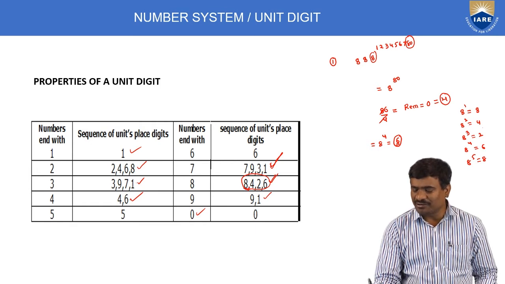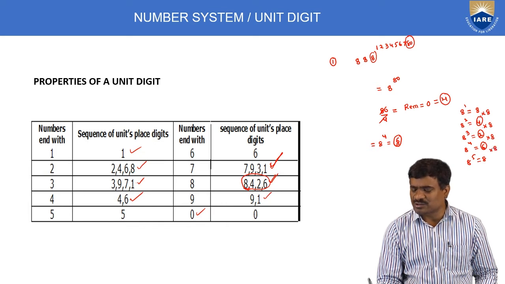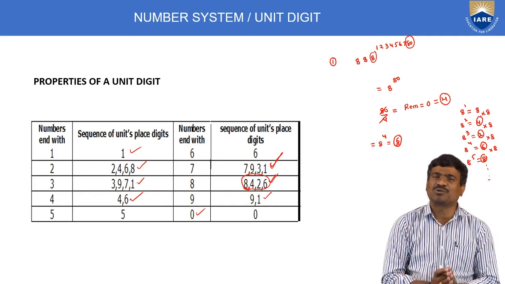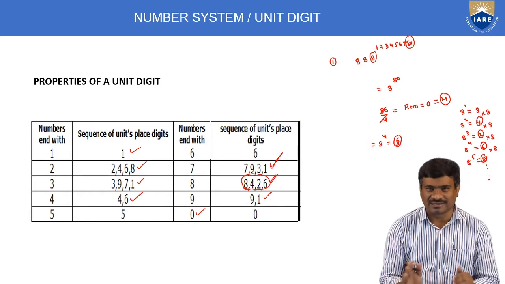Suppose 8 into 8, 64, unit digit 4. 8 into 4, 32, unit digit 2. 8 into 2, 16, unit digit 6. 8 into 6, 48, unit digit 8, and so on. Each case is divisible by 8. Just consider only the unit digit, not the tens digit.